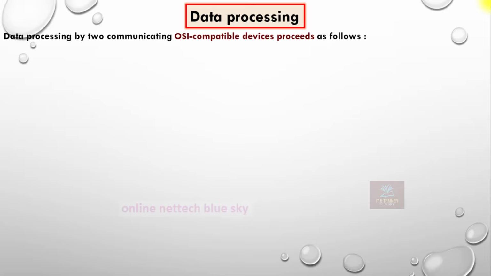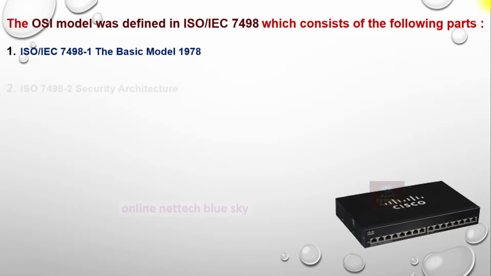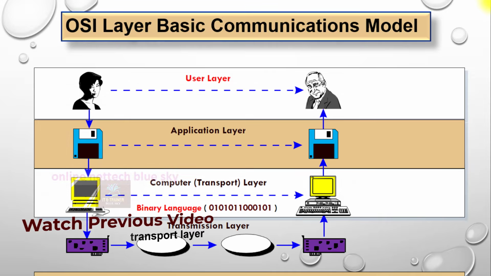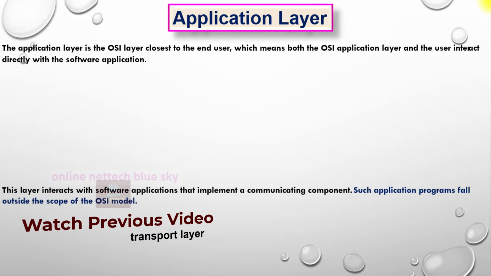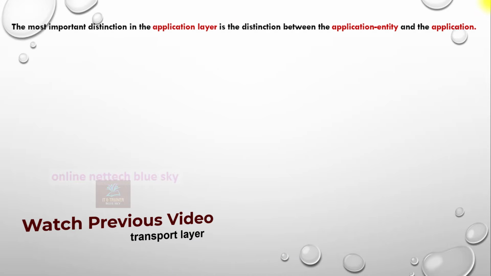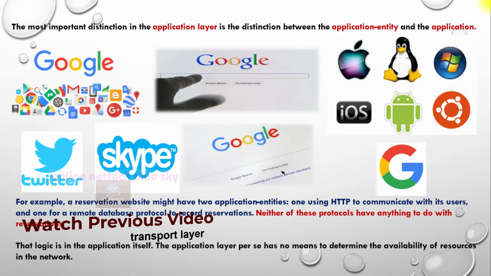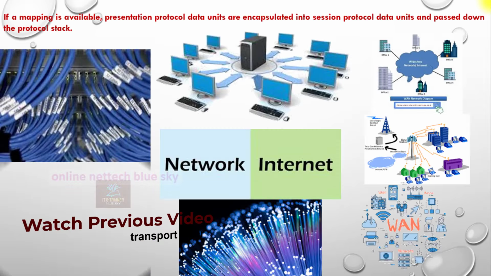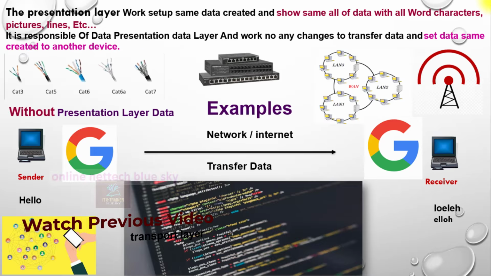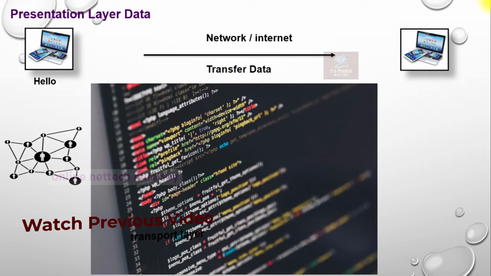What is the data processing that happens inside before you send your data, the layer architecture? I have already given information about the application layer. Watch the previous video, otherwise you cannot understand how the application layer works in your computer. What is the work of the presentation layer? Network and internet, both sides. This is very important for understanding the network system.